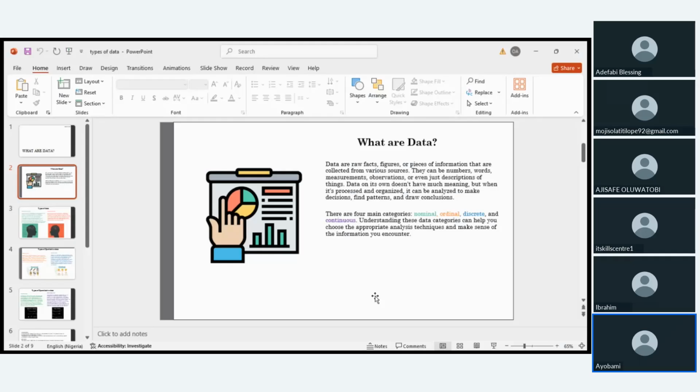Good. So there are four main categories. When we're talking about data, we're looking at four main categories. We have nominal, ordinal, discrete, and continuous. I will talk about all of this in a minute.